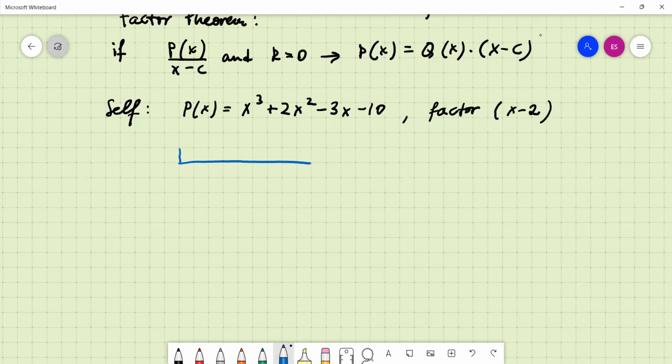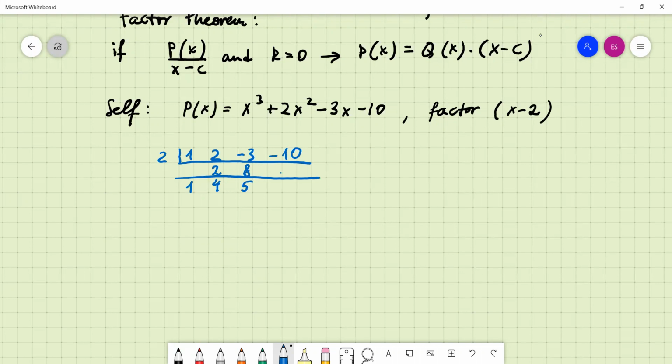For synthetic division, I'm going to copy the coefficients. That's 1, that's 2, that's -3, and that's -10. x minus 2 is going to produce 2 over here. I'm going to draw a line here and copy 1 down. And 2 by 1 is 2. Add them up, it's 4. 2 by 4 is 8. Add -3 and 8, it's going to give me 5.